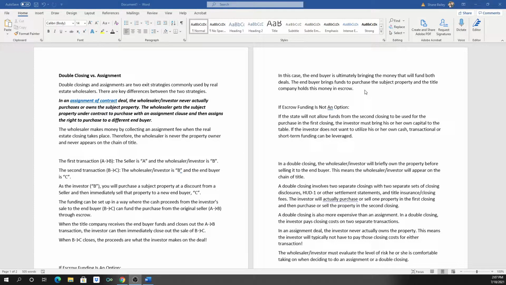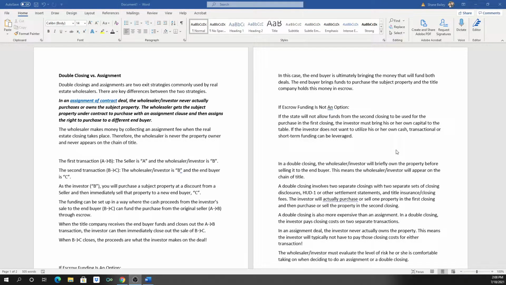If there's no allowance of escrow, okay, so if you can't close in escrow, or if the state doesn't allow it for some reason, that means the funds will not be allowed in the second closing to be used for the purchase in the first closing. That means the investor, you, has to bring your capital to the table. Now, you can do this by short-term funding to leverage the deal literally for hours if you need it. You have that set up with a bridge loan. You have it set up with one of your hard money lenders.